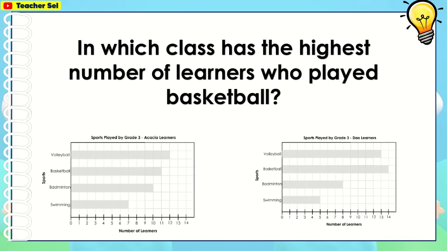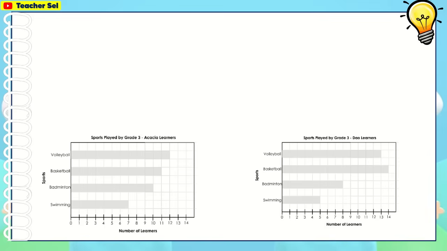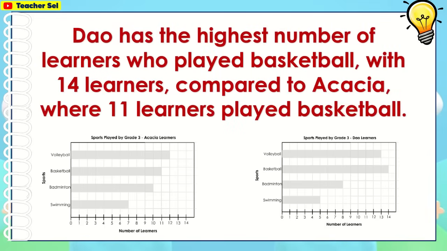In which class has the highest number of learners who played basketball? Dow has the highest number of learners who played basketball, with 14 learners, compared to Akasha, where 11 learners played basketball.